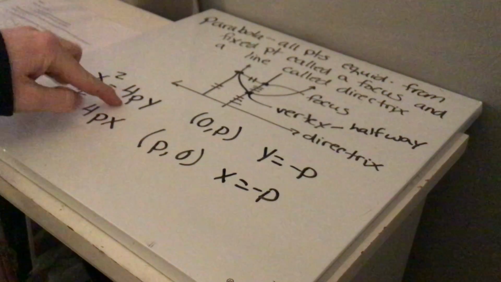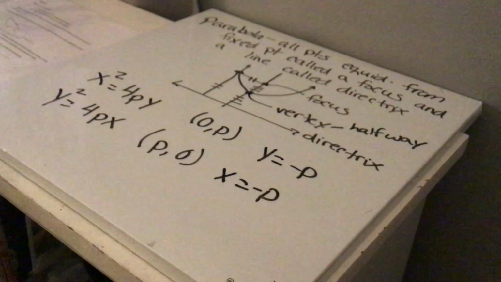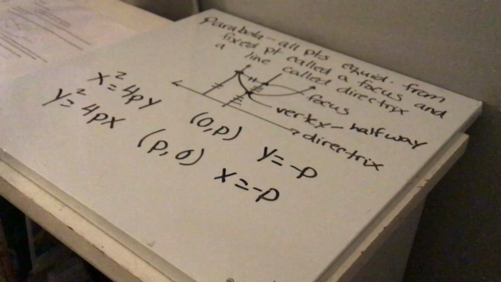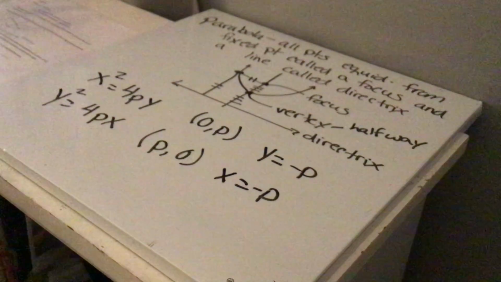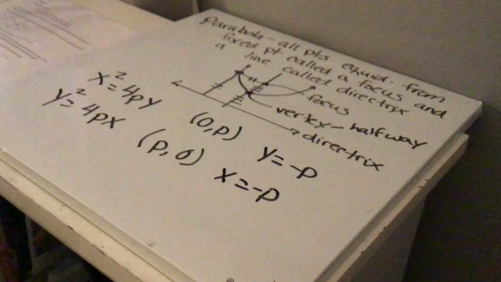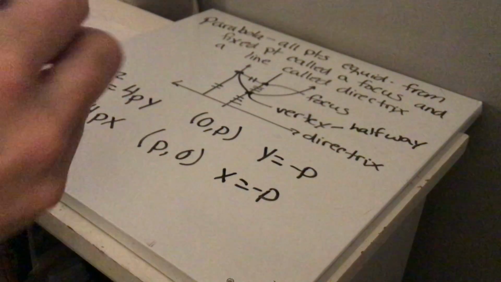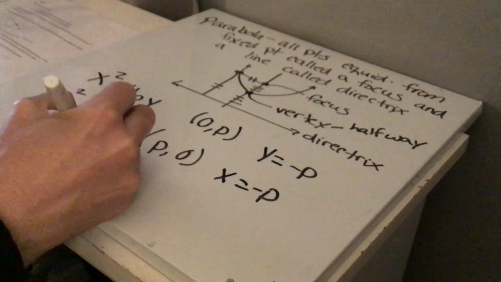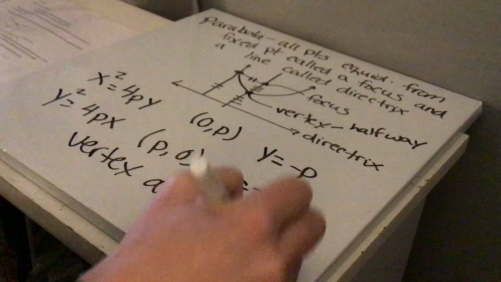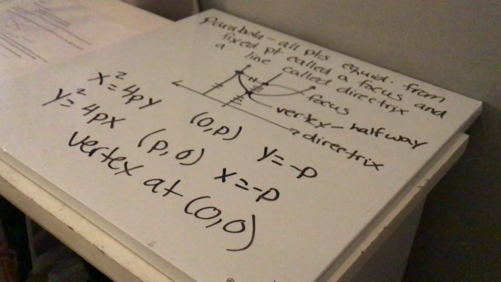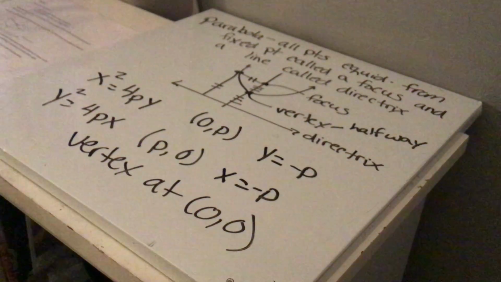If p is positive, you're either going to open up or to the right, and if p is negative, you're going to open down or to the left. And that depends on x or y being squared. Okay? So these are parabolas with the vertex at the center or at the origin. We will look at another section when the vertex is not at the origin. Okay?